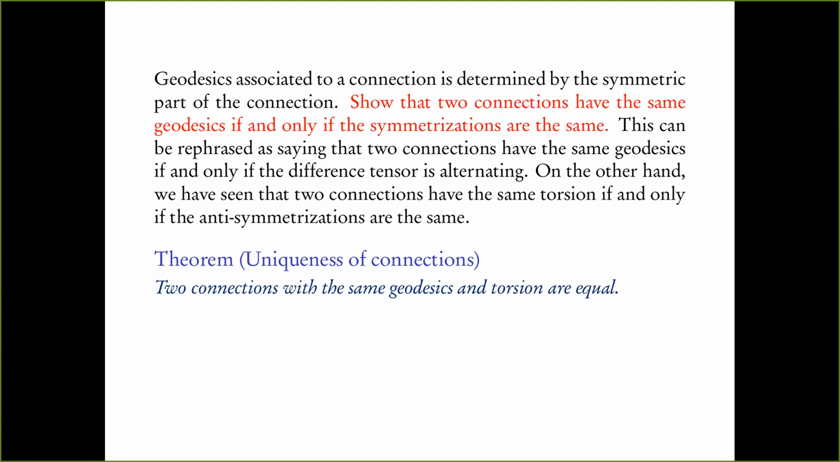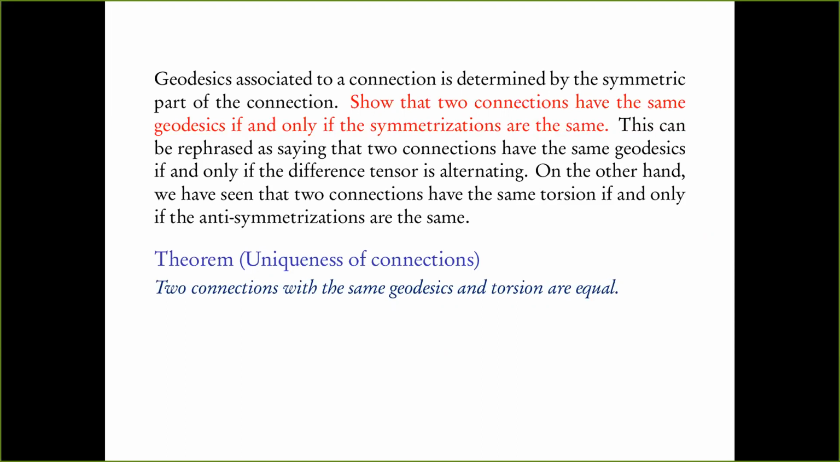Without no clue why it happened. But if you argue this way, it's pretty clear. You have this theorem. This says that two connections with the same geodesics and torsion are equal. I hope the proof is now evident as to why, because one controls the antisymmetric part, the other controls the symmetric part, and the two put together give you the connection, at least locally.